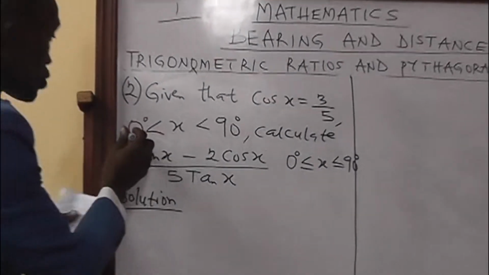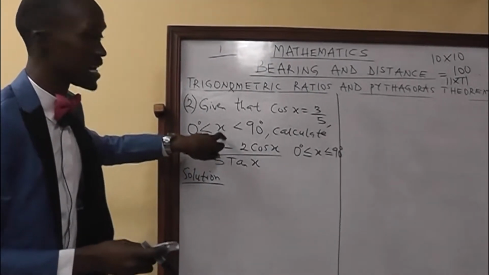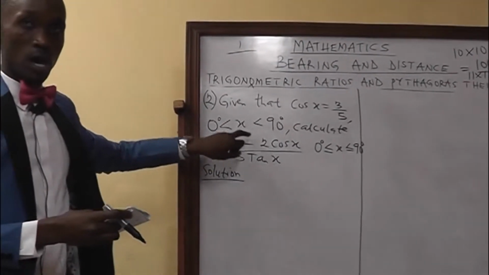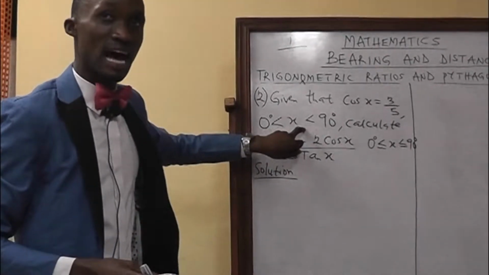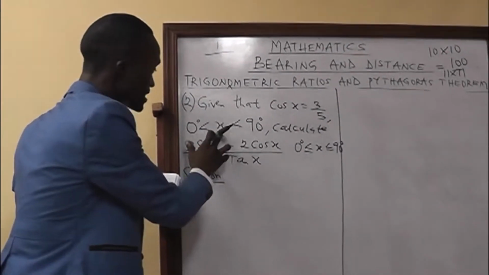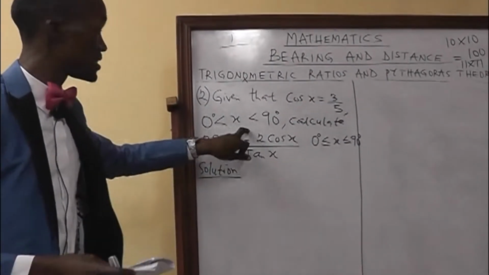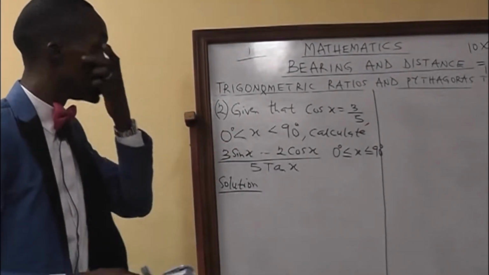And this one we can also say that x is an acute angle. And what do we mean by acute angle? An angle that is less than 90 degree. Or we can also say x is from first quadrant. So we are still going to that later.